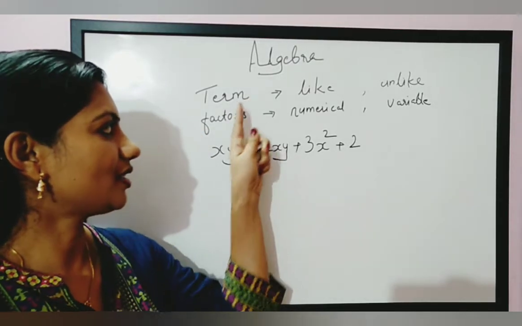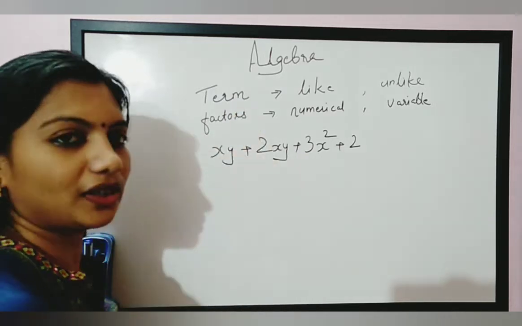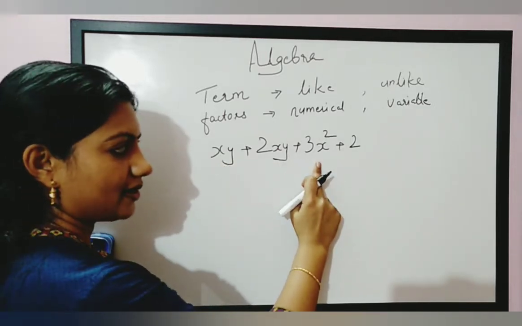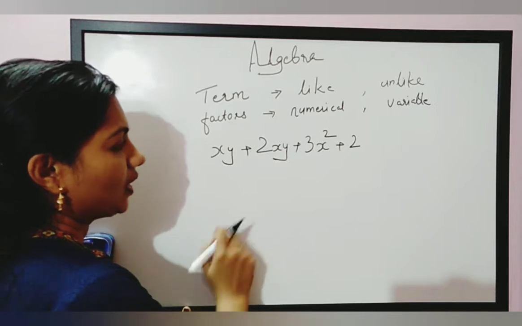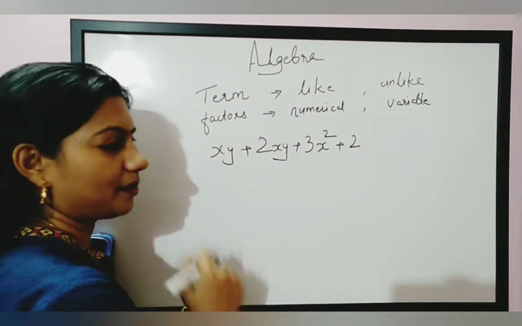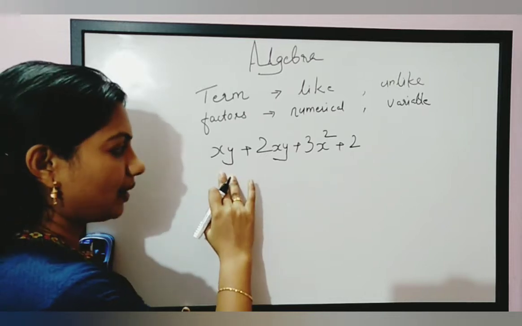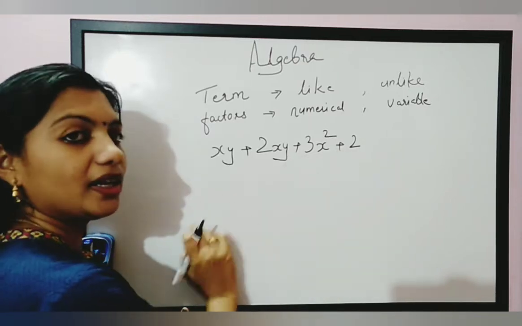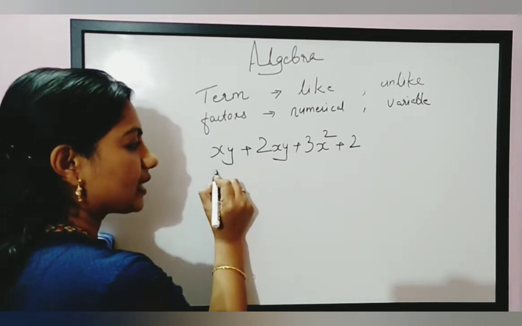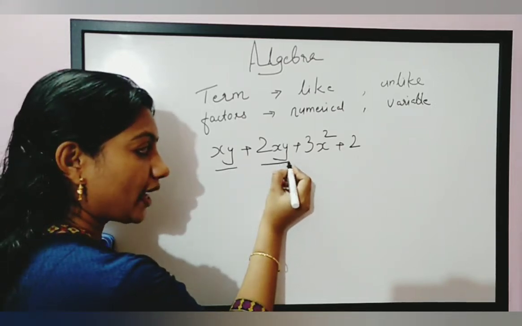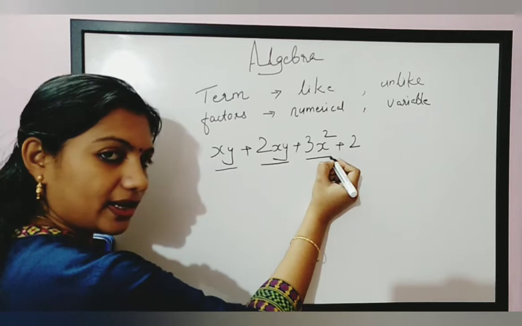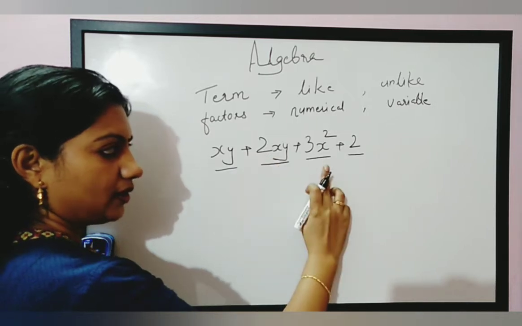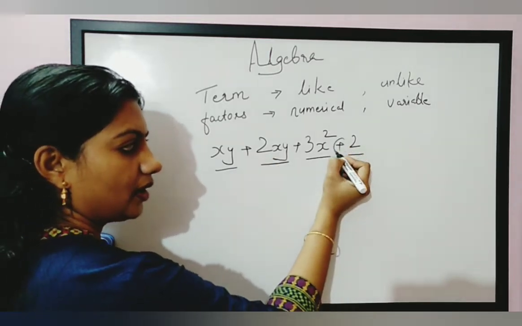Today we are going to cover terms and factors of algebra. So what are terms? I have an expression here, xy plus 2xy plus 3x square plus 2. In this expression, what are terms? Terms are something which is separated with a plus or a minus symbol. So xy is a term, 2xy is a term, 3x square is a term, 2 is a term. These are separated with this plus sign.